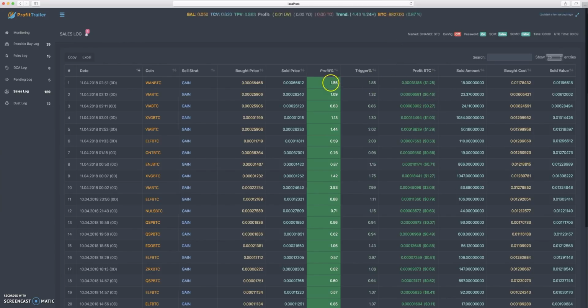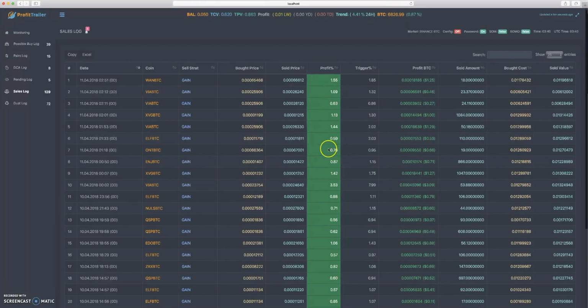If you look at the profit percentages, 1.55, 1.09, definitely we're averaging probably right around 1%, maybe just above 1% for the day. So that's pretty good. One thing I wanted to get in, I have no shame.